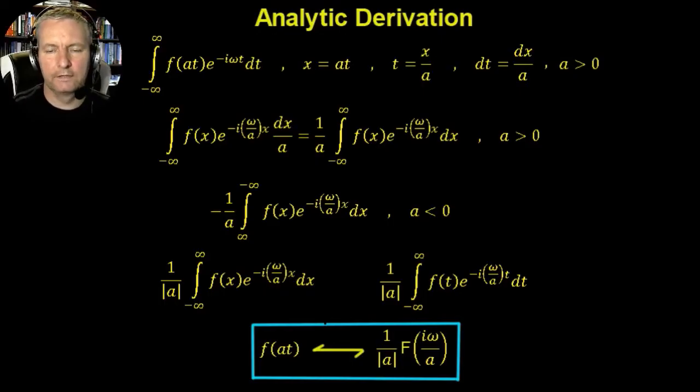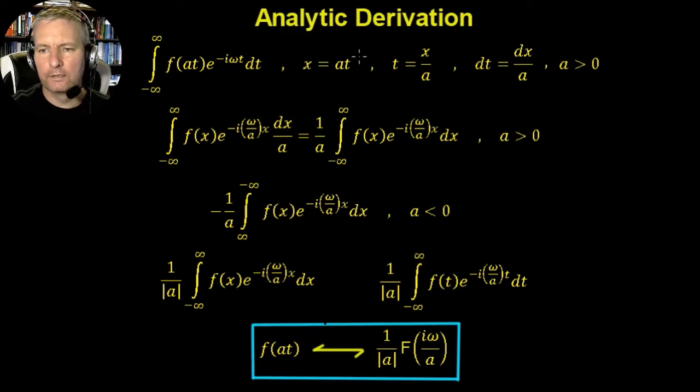So let's look at the analytic derivation of the Fourier transform of a function which has been scaled in time. If we had a function f of at and we wanted to find the Fourier transform, then we integrate it from minus infinity to infinity multiplied by e to the minus i omega t dt.